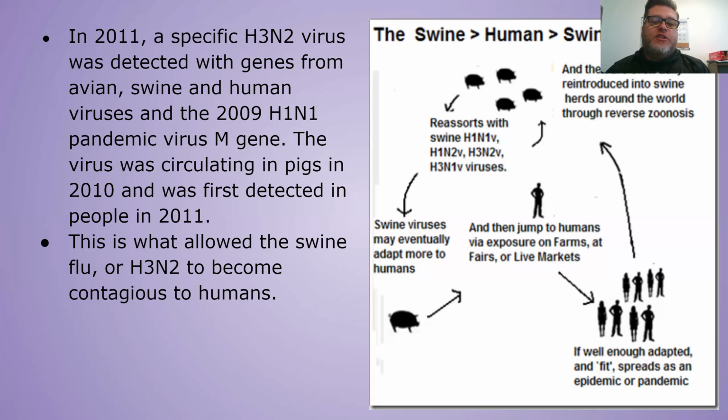In 2011, a specific H3N2 virus was detected with genes from avian, swine, and human viruses, and the 2009 H1N1 pandemic M gene. The virus was circulating in pigs in 2010 and was first detected in 2011. Once again, the 2009 one, it's believed it started on a pig farm down in Mexico, and then jumped up to the United States.